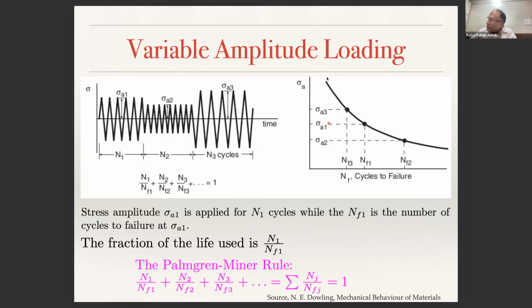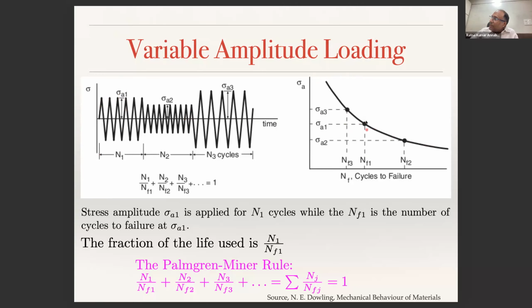At sigma A1, if this is your curve for that material, your available life is NF1 cycles. Correct? Okay, Professor, then what about N1, N2, N3, those things? So at sigma A1, you can operate up to NF1 cycles before the material can fail. That is what this diagram tells you. Correct?